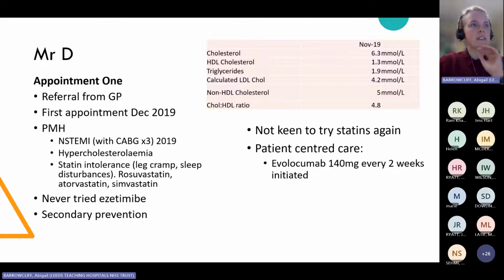So my second case study is Mr. D. Mr. D was referred to us from primary care. He was on no statin therapy or any lipid-lowering therapy at all, having reported intolerance to statins in the past. He has no interest in re-challenging. That was very clear on the first appointment. So his baseline untreated LDL cholesterol was 4.2 millimoles per litre. With an LDL of greater than 4, he was eligible for and initiated on evolocumab.